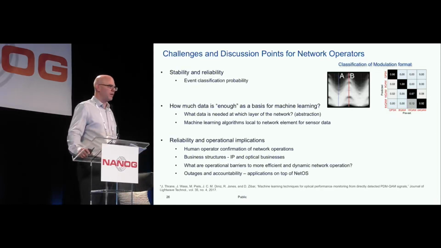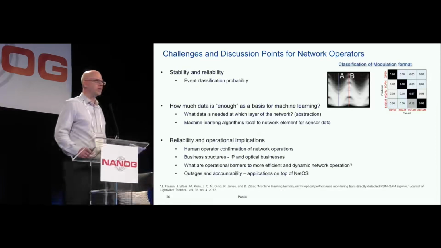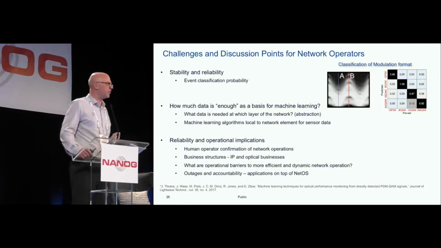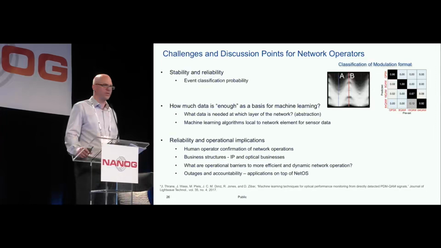And then, of course, there's a question of outages and accountability. So if there's an outage, was it the problem of the machine learning algorithm running on top of the network operating system, or was there some faulty data that was collected? And these things would need to be debugged and understood.